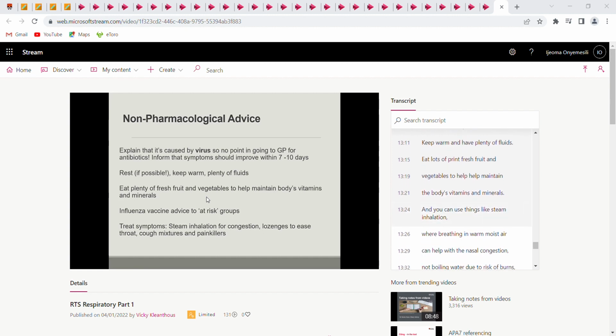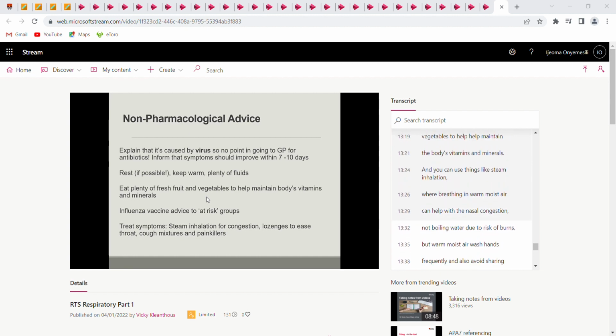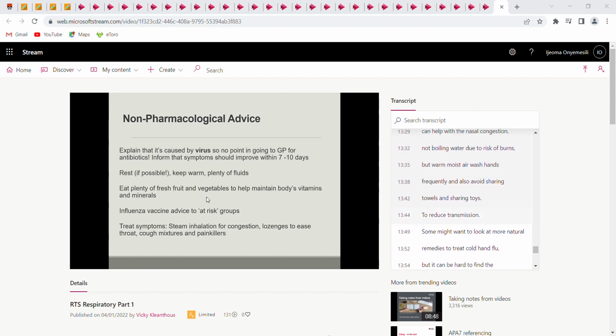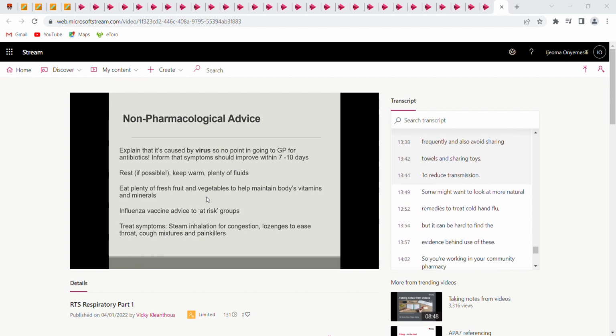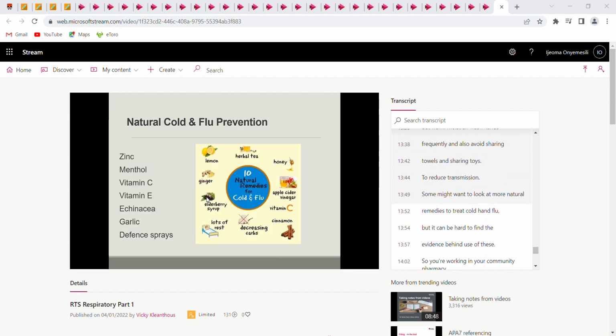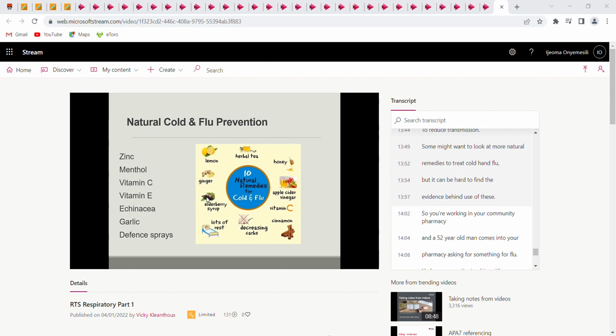And you can use things like steam inhalation, where breathing in warm, moist air can help with the nasal congestion. Not boiling water due to risk of burns, but warm, moist air. Wash hands frequently and also avoid sharing towels and sharing toys to reduce transmission. Some might want to look at more natural remedies to treat cold and flu, but it can be hard to find the evidence behind use of these.